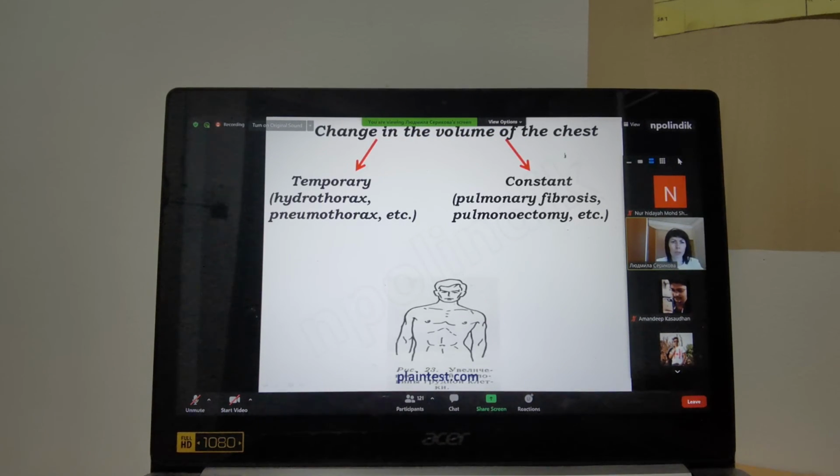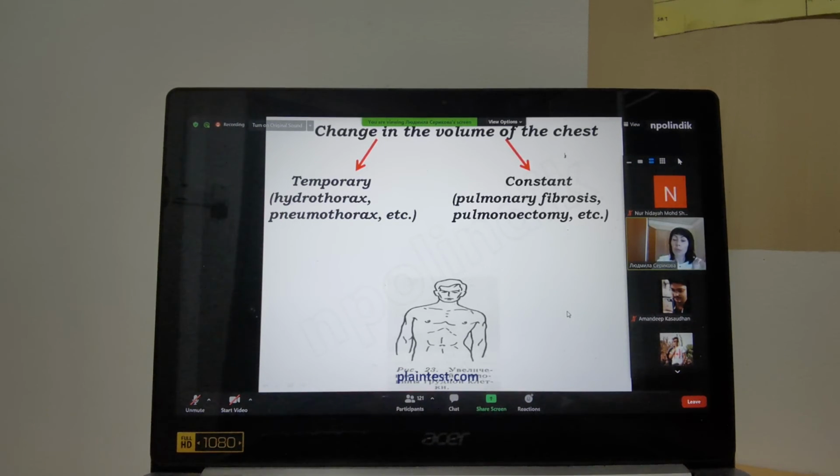I don't see the upper part. It is very bad. The volume of the chest changes. Okay, it is the next thing we should check by inspection. In some patients there are changes of volume, so one half of the chest can be increased in volume or decreased in volume.